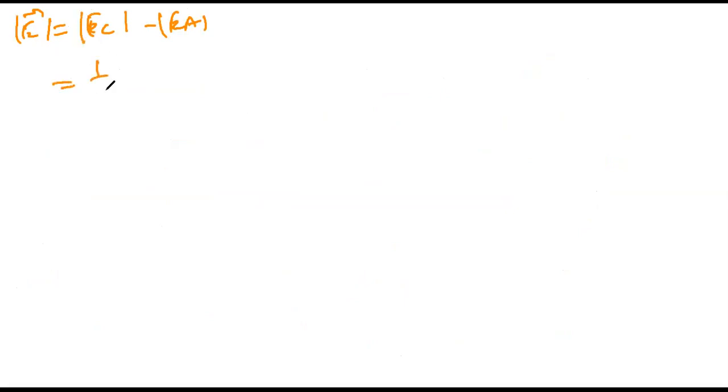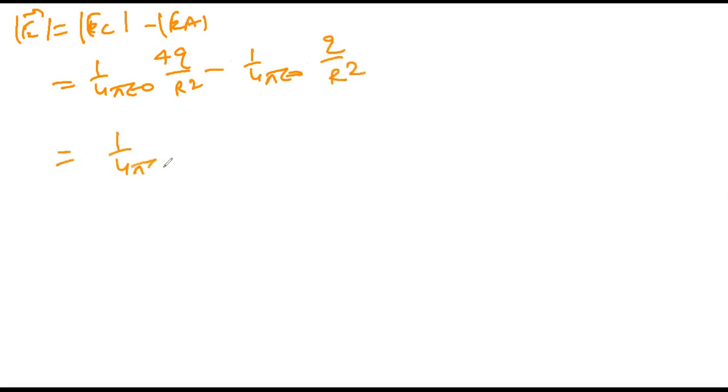Yes, sir. So right here 1 by 4 pi epsilon naught 4Q upon R square minus 1 by 4 pi epsilon naught Q by R square. What will be the difference of these two? 1 by 4 pi epsilon naught 4Q minus Q will become 3Q upon R square. You know how to substitute the values? Value of 1 by 4 pi epsilon naught will be how much? 9 multiplied by 10 to the power 9.